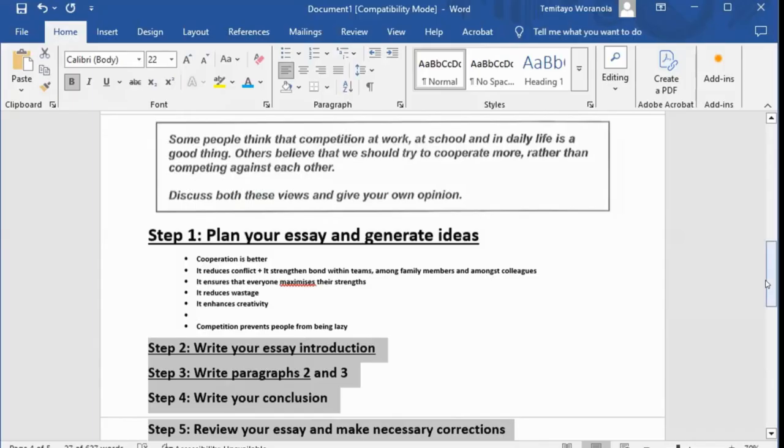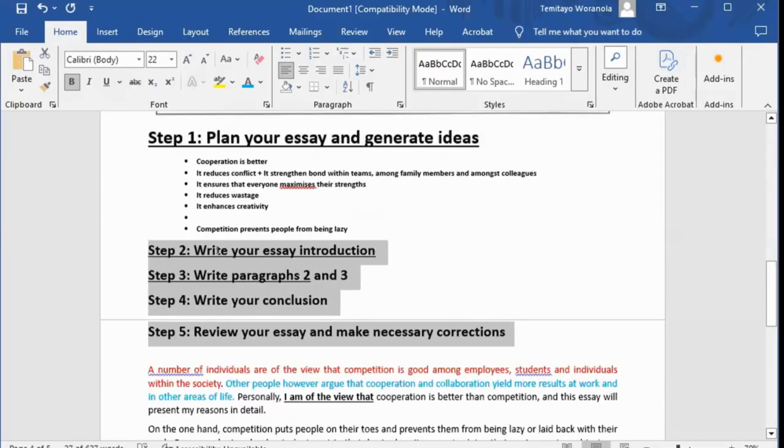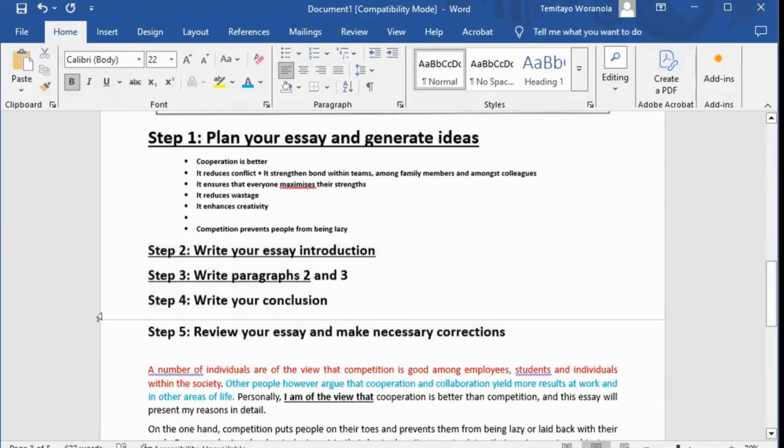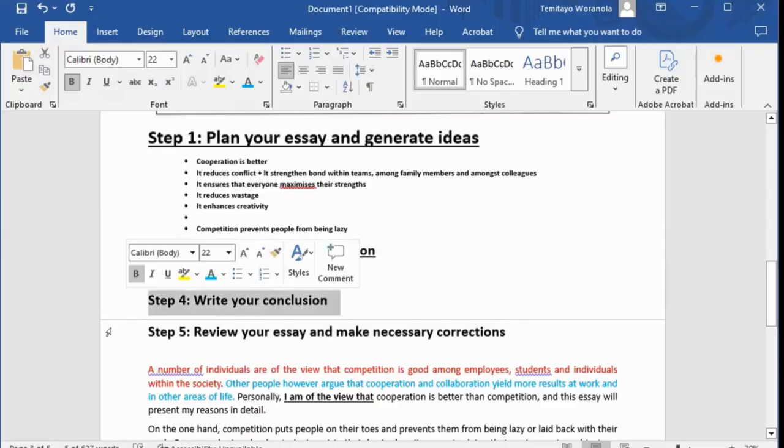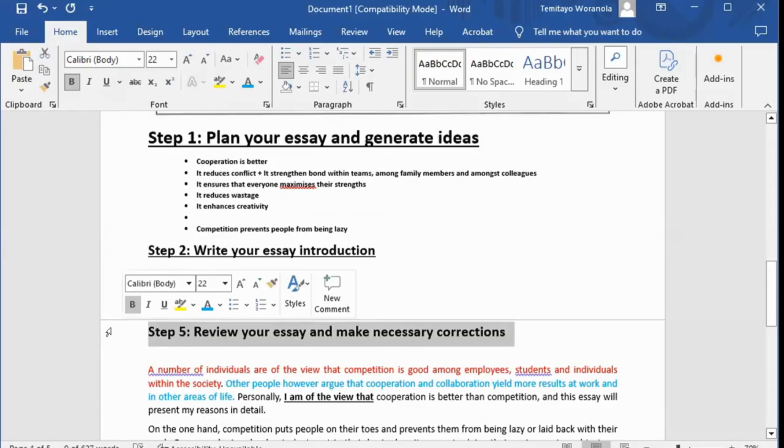After writing your introduction, what should you do? Write paragraphs 2 and 3, then write your conclusion, and then what happens? Review your essay and make necessary corrections. Reviewing your essay can involve typing it inside a good AI like ChatGPT and telling it to give you some feedback. Okay? And then you can also send your essay to me to assess. You understand? So these are things that will help.